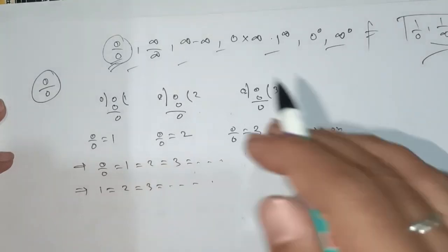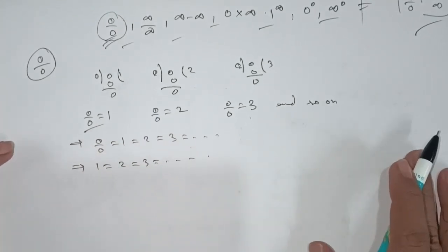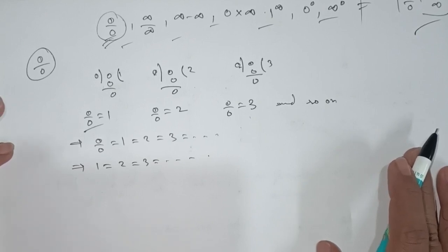Undefined means you don't have any value for that. It doesn't exist. But here the solutions exist, but the solutions are more than one. You cannot take any fixed value. So we can conclude that 0 by 0 is indeterminate, as we cannot determine any particular value for this.